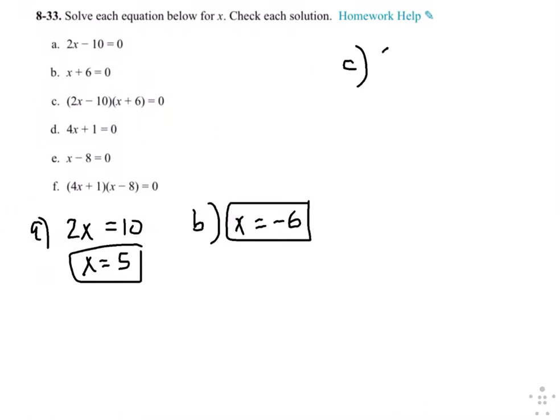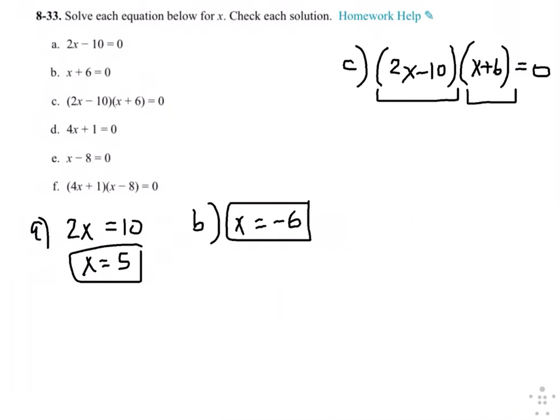Oh, okay, so let's look at this. So I have 2x minus 10 times x plus 6 equals 0. Now, I'm multiplying two things, right? I'm multiplying this times this. If we multiply two things, whatever they are, and we end up with 0, then we know either this one, or both of them are 0.